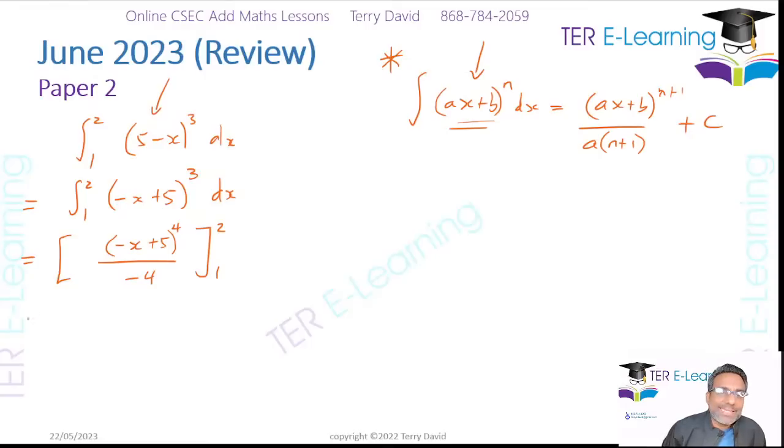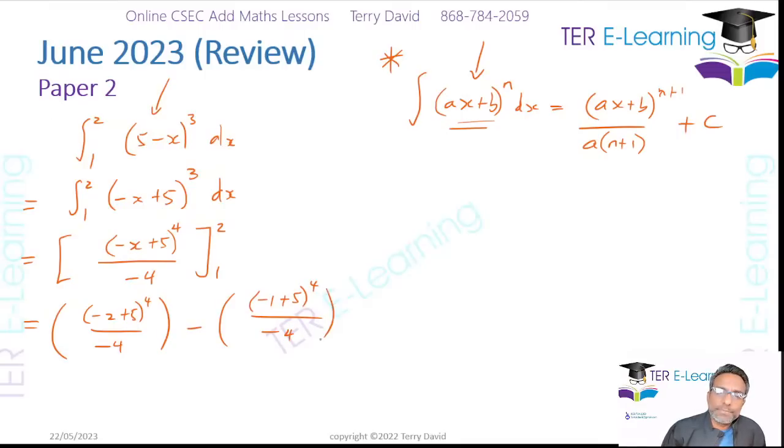Right? So at this stage now, it's just a matter of substituting. The first one is going to be minus 2 plus 5 raised to the power 4 all over minus 4. Now we substitute 1. So this is going to be minus 1 plus 5 to the power 4 all over minus 4.